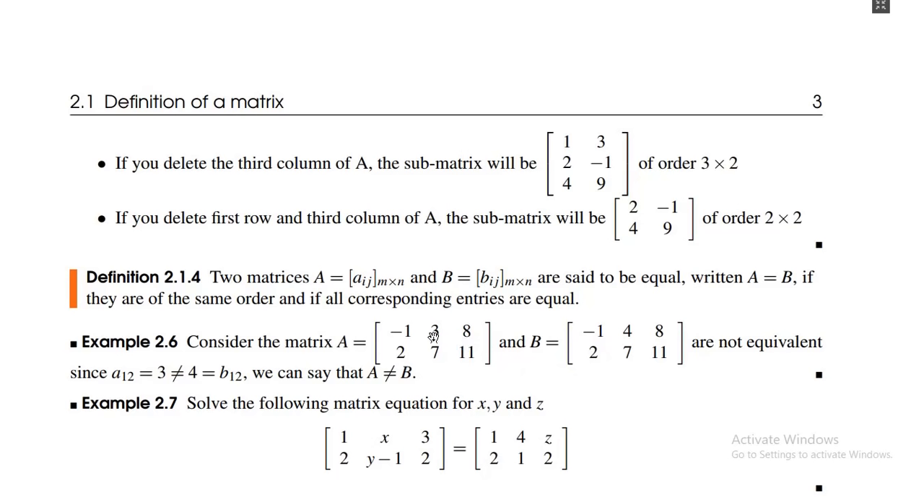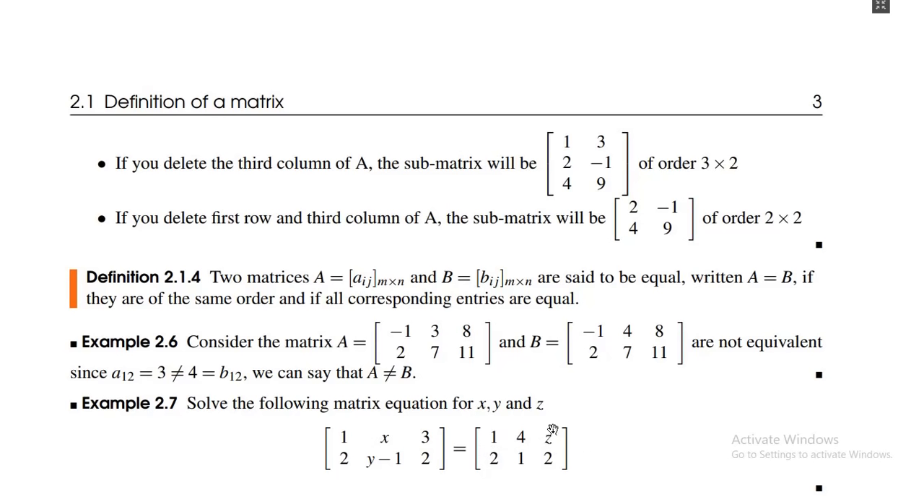But one entry for matrix A is 3, and for matrix B it is 4. 3 is different from 4, therefore those two matrices are not equal. Another example: solve the following matrix equations for x, y, and z if they are equal. Here matrix A and another matrix are given, and if they are equal, then what are the values of x, y, and z?